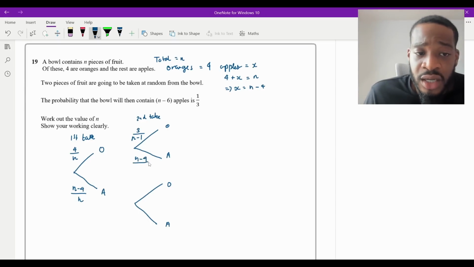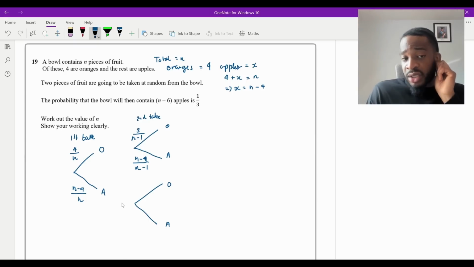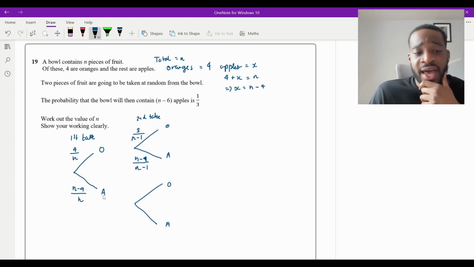But remember, this is still on our second take. So there's going to be 1 fewer piece of fruit in general. So it's going to be n minus 1 here as well. And then now let's do the second branch underneath. So we're assuming here that we're taking an apple on our first go. So if we take an apple on our first go, then what would be the probability of taking a second apple?